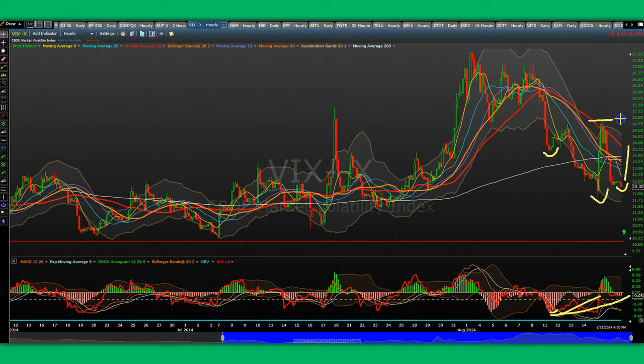If it breaks out over 15, then we're in deep trouble. That means the VIX is going to head back to 17.5. So that's the story, expecting a sharp, quick pullback intraday or intra-week, not sure yet. We'll monitor it very closely.